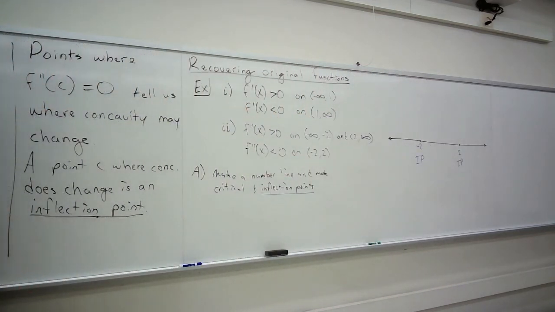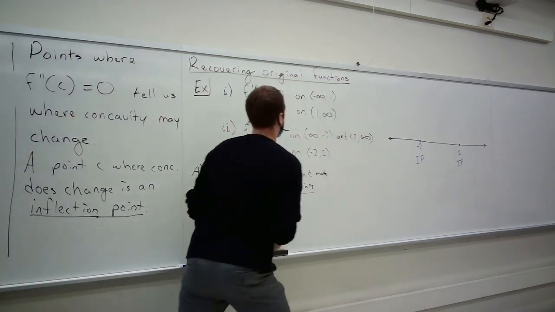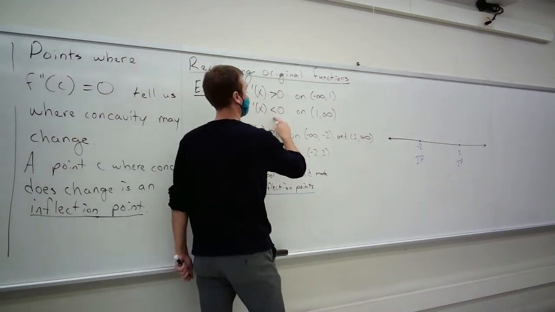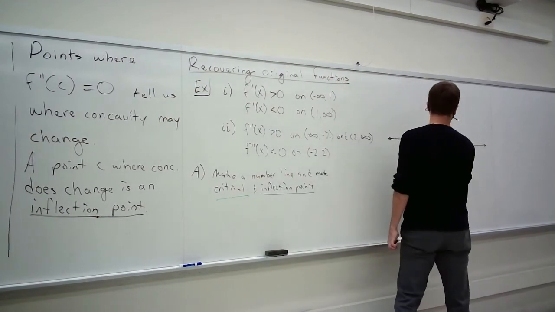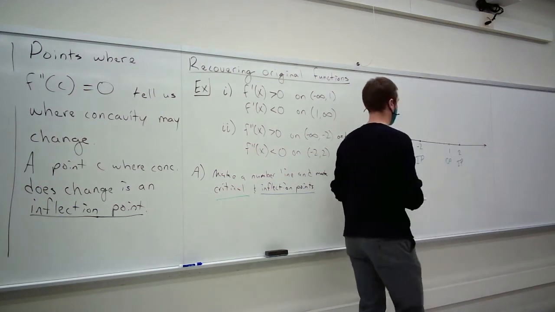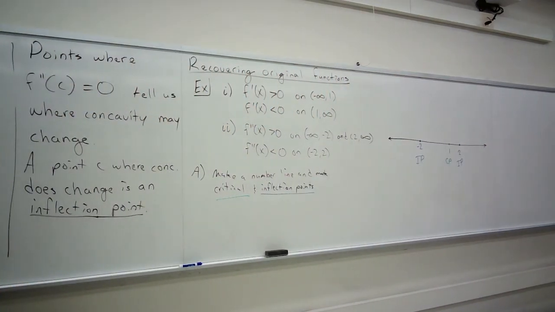A critical point is where the first derivative is zero. The first derivative is positive and then it's negative going from this interval to this interval. So at 1, it looks like we've got a critical point. But we're making some assumptions here. This is the first problem that we run into.